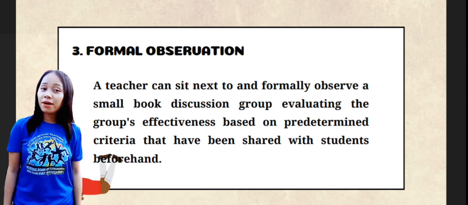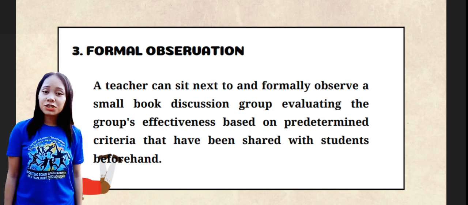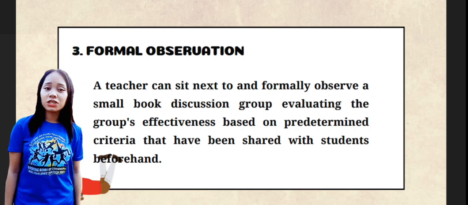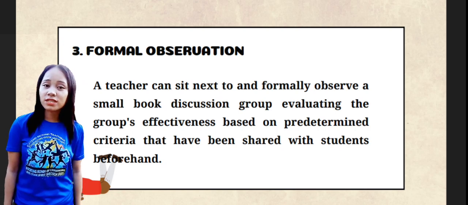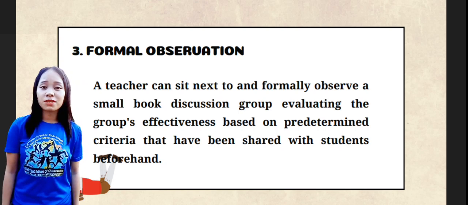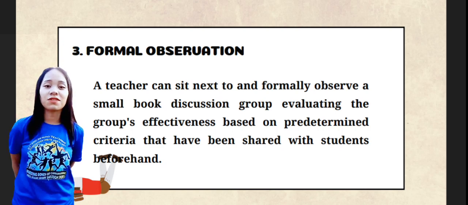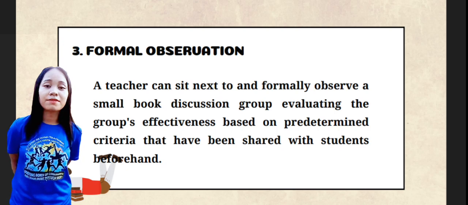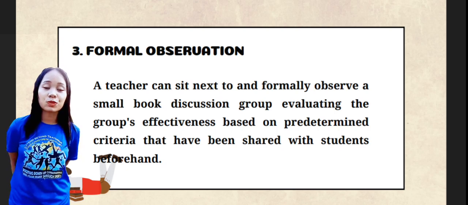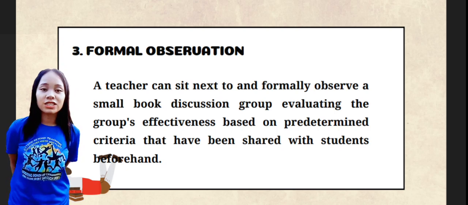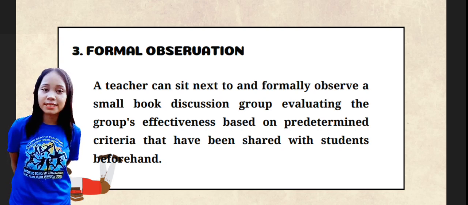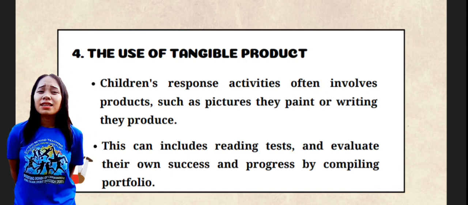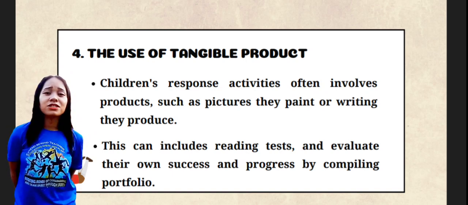Next, we have formal observation. So in literature-based instruction, it involves a teacher sitting with a small book discussion group and carefully observing their interactions. So the teacher evaluates the group's effectiveness based on specific criteria that were shared with the students beforehand. This structured observation helps assess the students' performance and understanding. The last one, the use of tangible products.